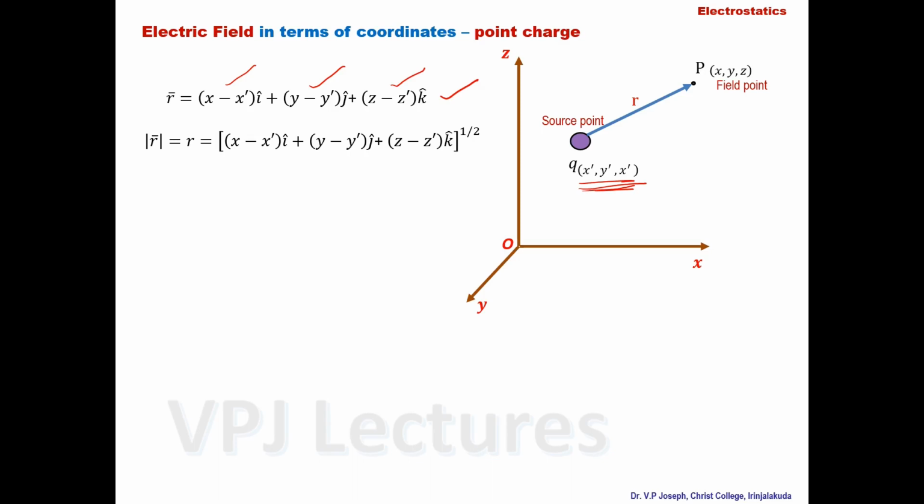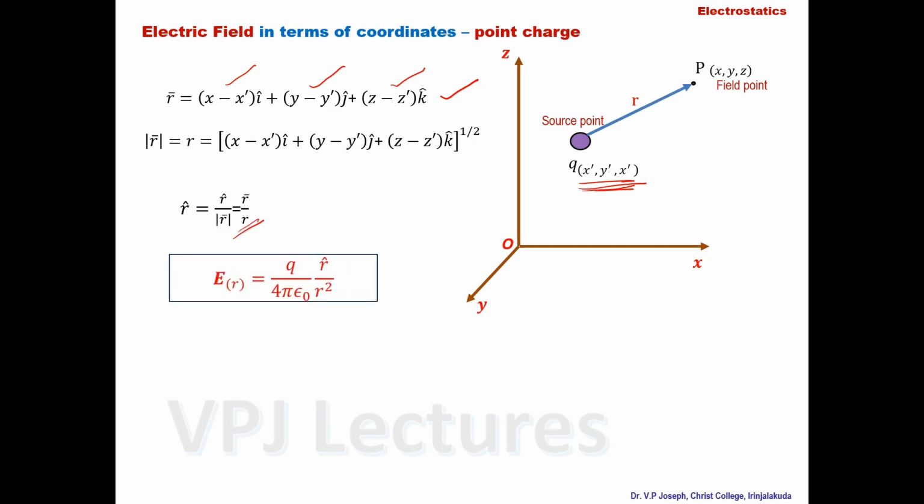Now the magnitude of this distance can be taken as modulus of R, and it is given by taking the square root of this expression, [(x − x')i + (y − y')j + (z − z')k] to the power of 1/2. And the unit vector is given by R by modulus R. That is equal to R divided by modulus R.